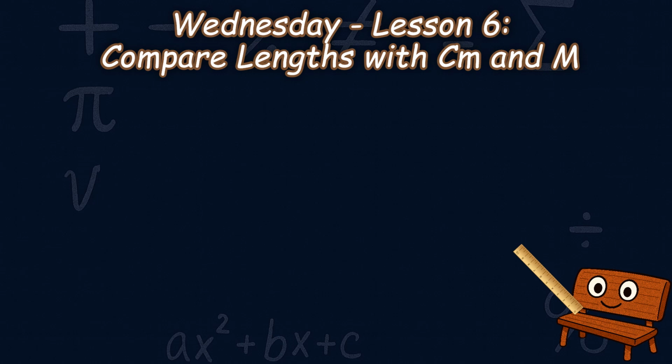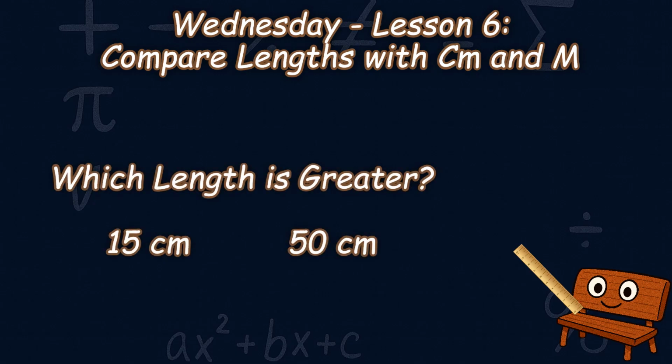On Wednesday, September 10th, Lesson 6 will be about comparing lengths with centimeters and meters. Right away, their sprint is going to be on finding the longer length. This is by identifying which number is larger, and students will quickly circle which of the two lengths is greater than each other.